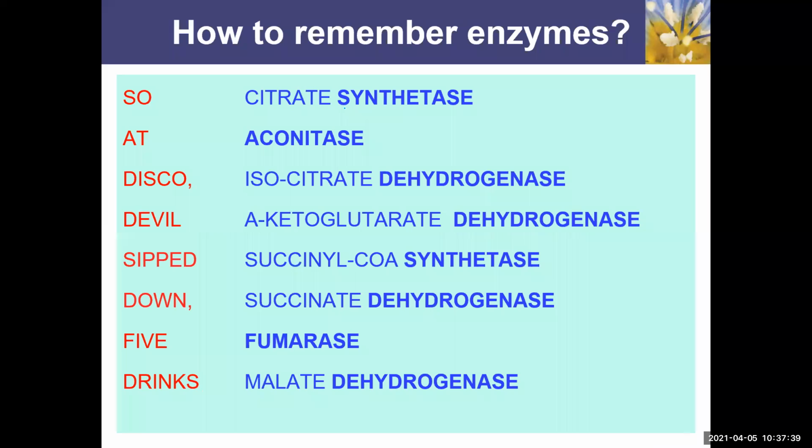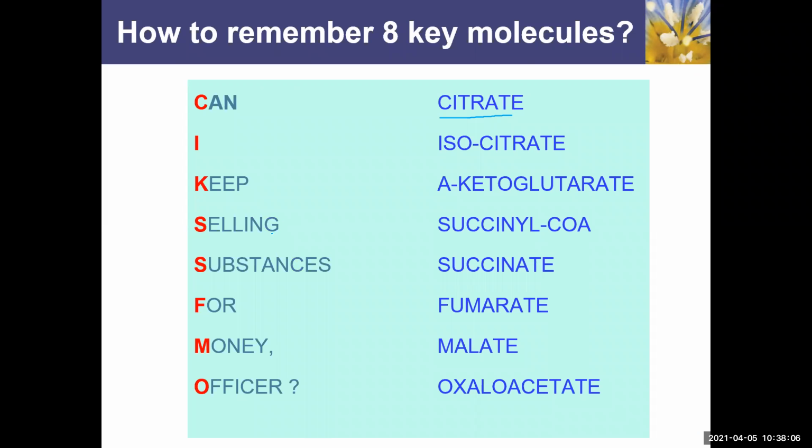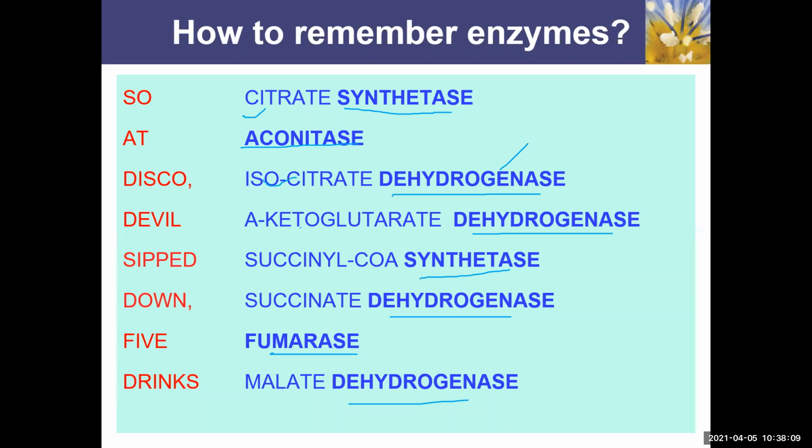So synthetase, right? So this is synthetase. At is aconitase. Okay, D is dehydrogenase, because this is the place where the NADH is produced. And then we have the synthetase, then we have the dehydrogenase, then we have the fumarase, and then we have the dehydrogenase again, right? So before learning about the enzymes, you have to know about these 8 key molecules. So you can simply add citrate and isocitrate and alpha ketoglutarate to it as per the 8 key molecules present in the citric acid cycle.